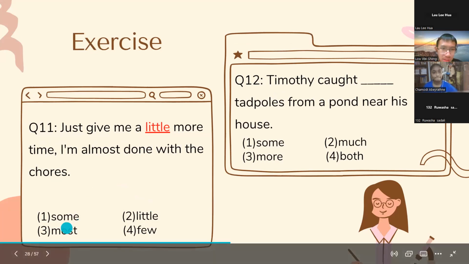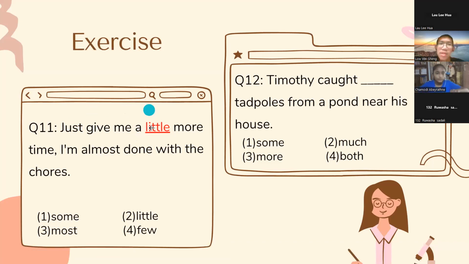And for the person who said some, you can only say some if there's no here. So if I say, just give me some more time, I'm almost done with the chores, then some will be correct. But because of here, if you put some, it will be grammatically unsound. So it doesn't fit in. Yeah. I hope everyone learned from this, since this is one of the few times there's a bit of conflict between the correct answer for what the correct answer is.